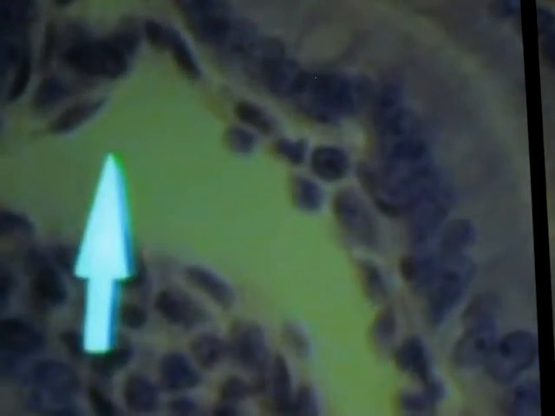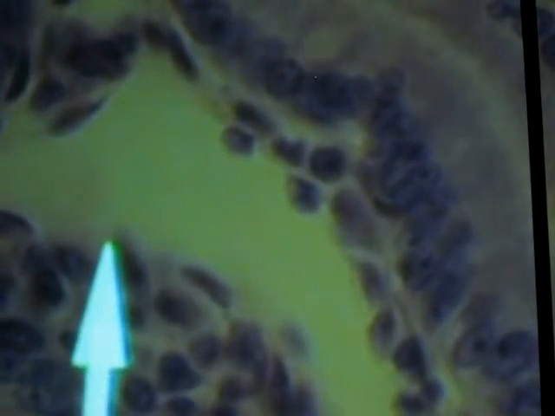Once you see a space and you can see the simple squamous lining, an endothelium, then you can decide it's a lymphatic vessel, and you know that's your central lacteal.